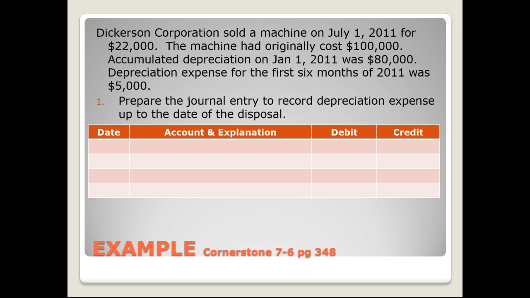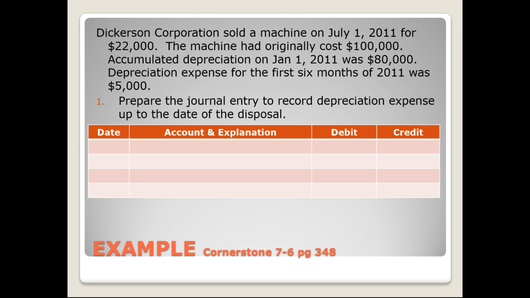So, for the machine that Dickerson Corporation sold on July 1st, we first need to figure out how much depreciation expense had accrued during 2011 for that machine. Because normally we would have accounted for depreciation expense at the end of Dickerson's year, which would have been December 31st. However, they're selling this machine on July 1st. So how much depreciation expense would have accrued?